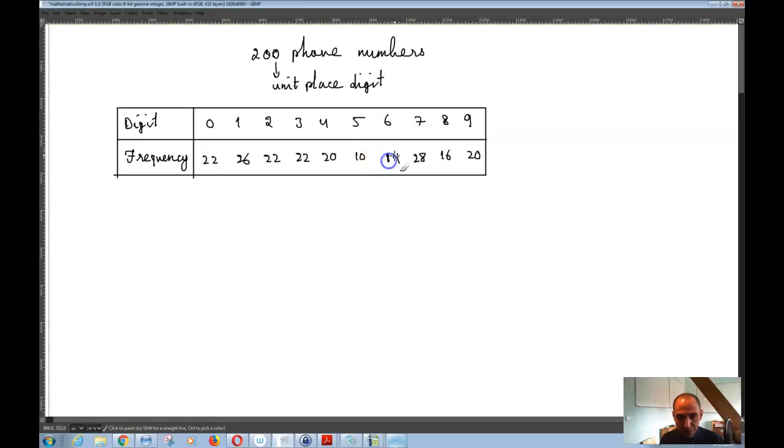So if the unit place is basically 6, the frequency of 6 over here is 14. That means that out of the 200 phone numbers, there were 14 numbers in which the unit place was 6. Okay, so now the question is, what is the probability that the digit in its unit place is 6?